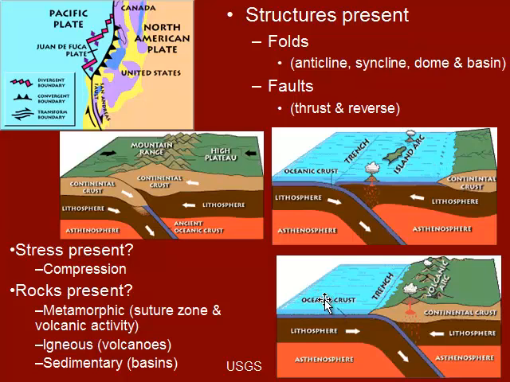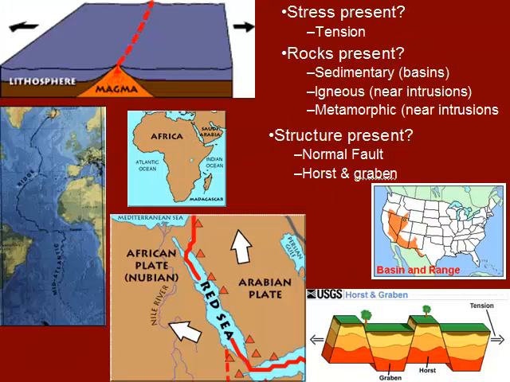So at divergent plate boundaries, where plates are pulling away from each other, we have tensional stress. And in these locations, like along the Mid-Atlantic Ridge, is a divergent plate boundary. Also, if we look at Africa, up here in the Red Sea, this is a divergent plate boundary, 2 plates pulling away from each other, forming a basin where sedimentary rocks can be deposited.